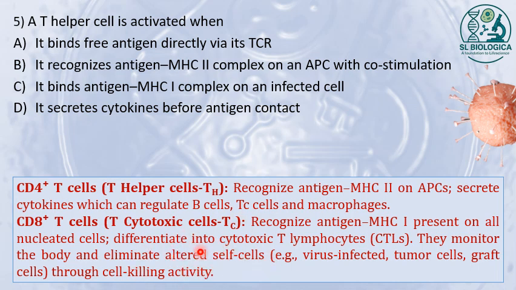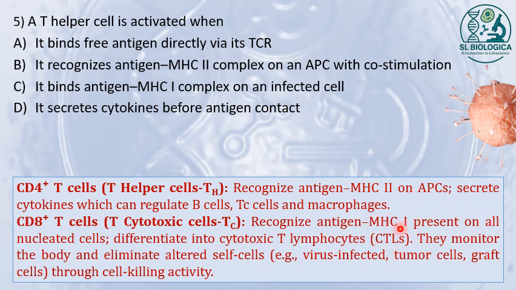What are these altered cells? These are virus infected cells, tumor cells, or graft cells, which are all altered cells. So they will be recognized as foreign cells and get eliminated by the TC cells. So TH cells require the MHC2 molecule to get activated, whereas TC cells recognize the antigen which is presented on the MHC1 molecule. And the MHC2 molecule occurs in the antigen presenting cells, and the MHC1 molecule can be seen in all the nucleated cells.